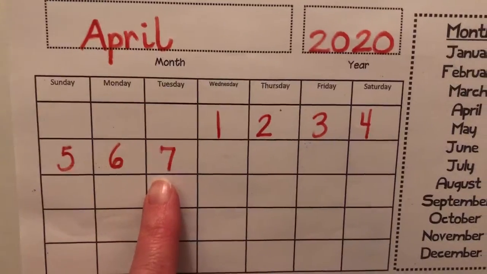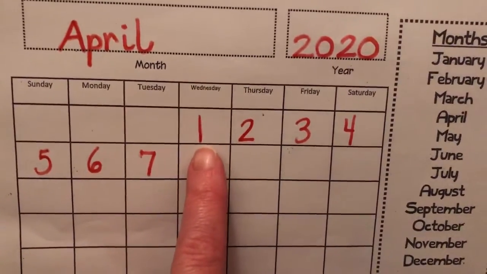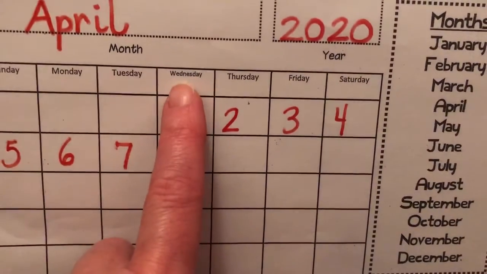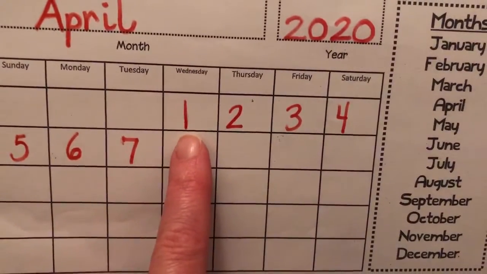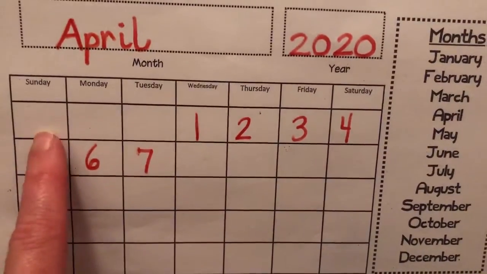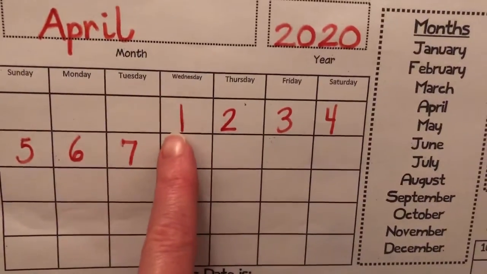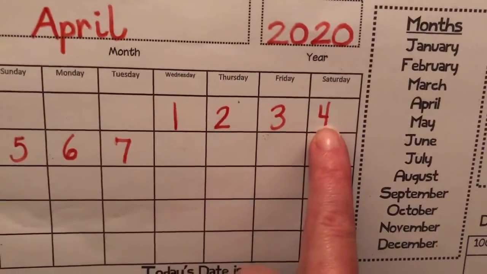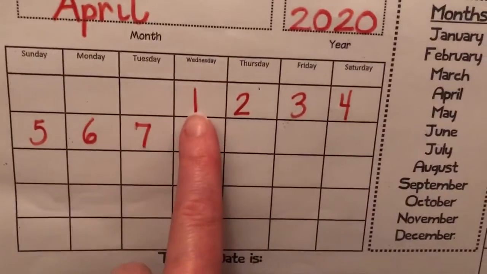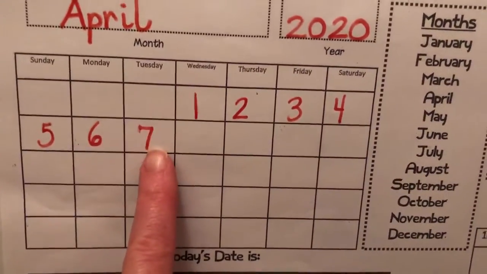What day of the week did April begin on? You're right, April began on Wednesday. The first day was last Wednesday. Remember, not all months begin at the very beginning of the line, do they? Some months begin in the middle of the week. Some months even begin at the end of that first week. April began right in the middle on Wednesday. And of course, we're in the second week of April.